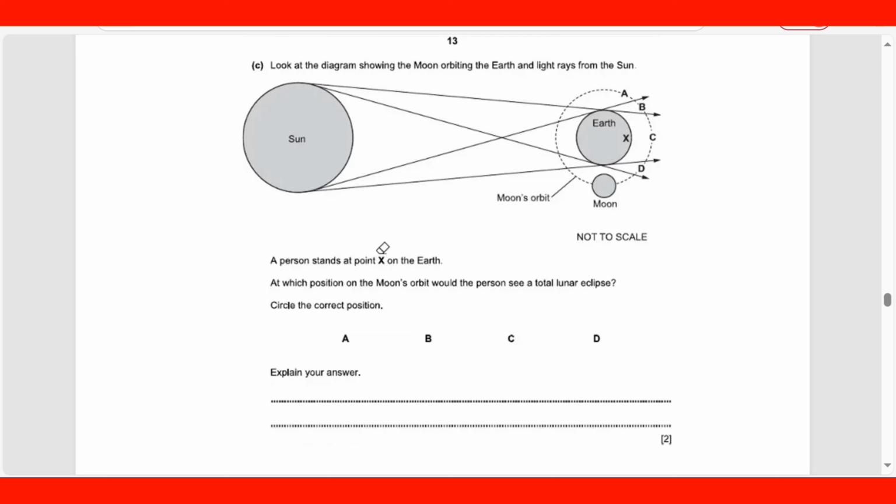Alright, let's move on. Okay, guys, question C. Look at the diagram showing the Moon orbiting the Earth and light rays from the Sun. A person stands at point X here. At which position on the Moon's orbit would the person see a total lunar eclipse? Circle the correct position A, B, C, D and explain your answer.